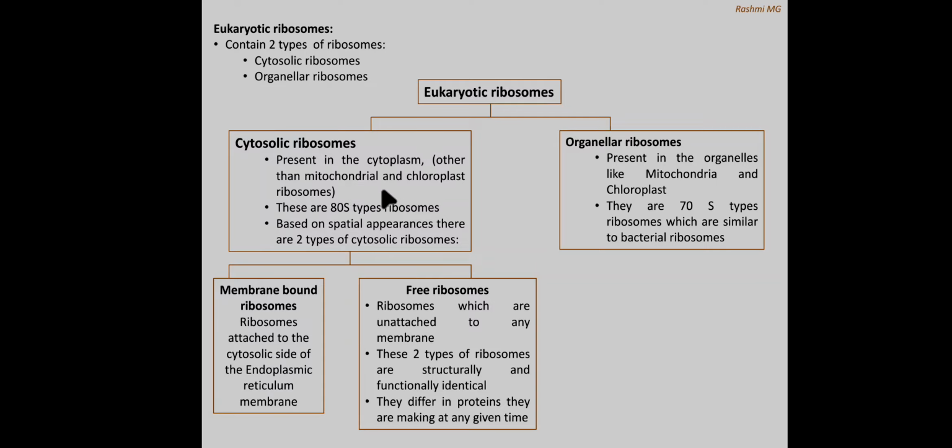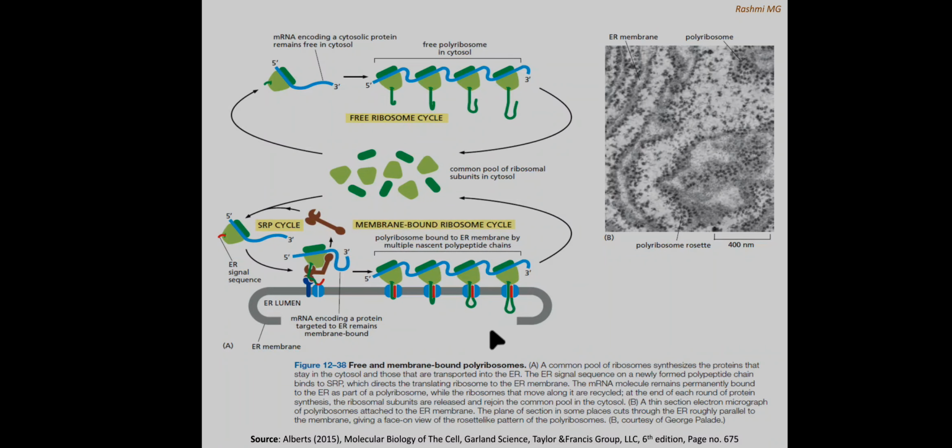The cytosolic ribosomes are of two types: membrane bound ribosomes and free ribosomes. Membrane bound ribosomes especially refers to those on the endoplasmic reticulum membrane. Free ribosome is what? The cytosolic ribosome. Here you can see the ribosomal structure.